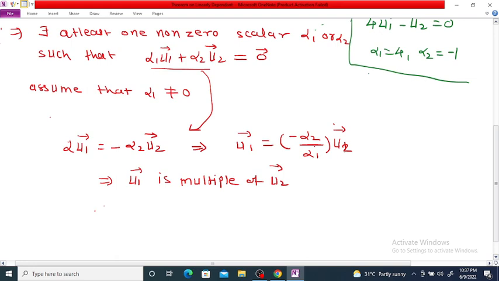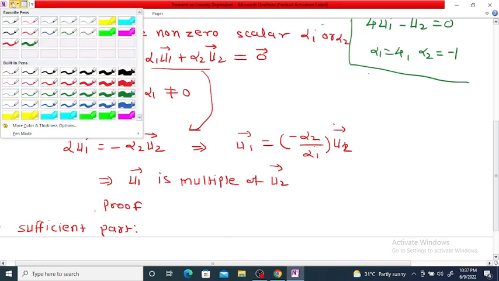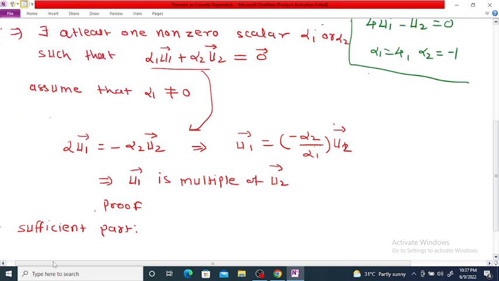This is what we prove here. Okay, the necessary part is proved. We write u1 bar is a multiple of u2 bar. Now the sufficient part. Now we want to prove the sufficient part, so let us see what is given.